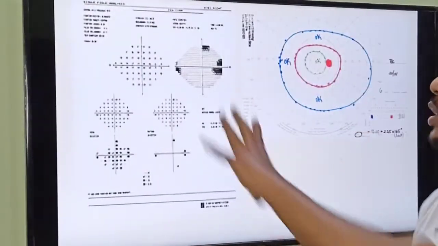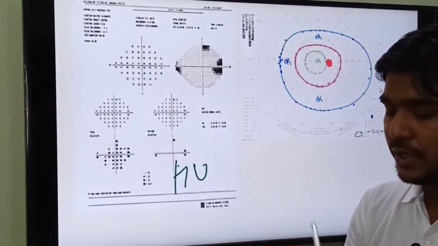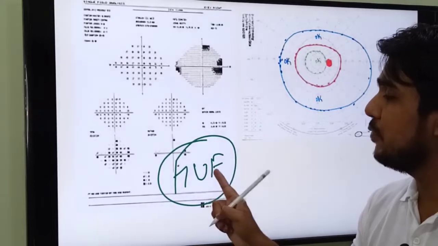Coming to this, what does this photo indicate? Just remember, this is called HVF, Humphrey Visual Field Analyzer.